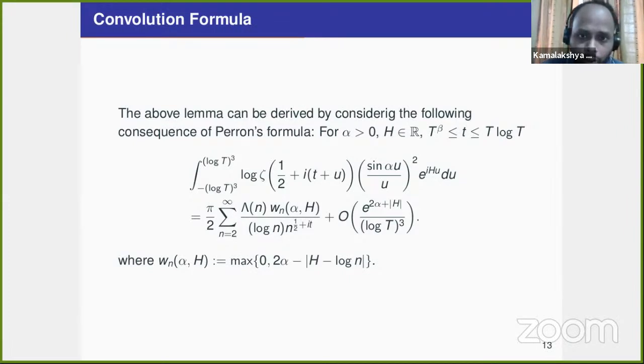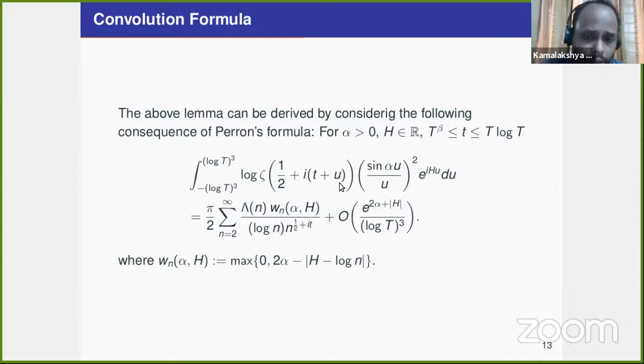So we can use the analytic properties of log zeta and use this kernel, sine alpha u by u square, e power i h u du, and then you'll get this series over here. Here we notice that we again have a Dirichlet series with completely positive coefficients, and this series also has finitely many terms because W_n is a finitely supported function, right?